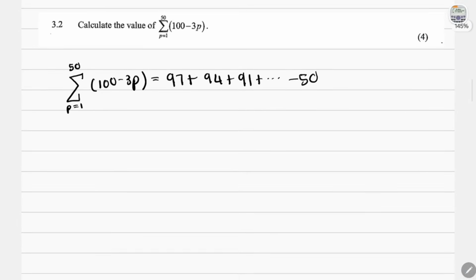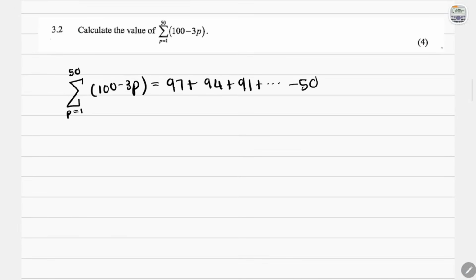And now we can just see certain things from this. We can see that in this series, first it's arithmetic because of the 3p, right? The p is not in the exponent. So we can see the value of d is always going to be whatever is the coefficient of p, which is -3. Okay, you can still check. 94 minus 97 is -3, and then so on. So we can see d is equal to -3.